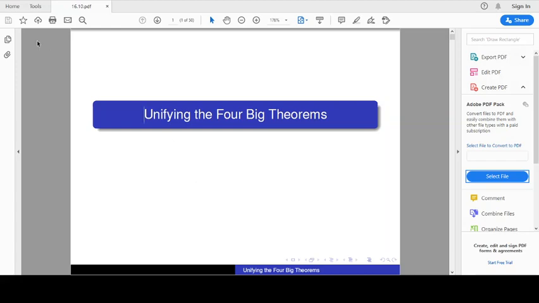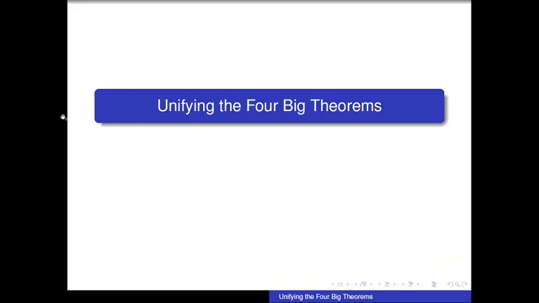All right, everybody. So welcome to the last summary lecture here about chapter 16. This was maybe fashioned after 16.10 of the textbook, but we're going to say probably a little bit more than what's actually mentioned in there. So anyway, this is trying to unify these four big theorems that we've learned now.